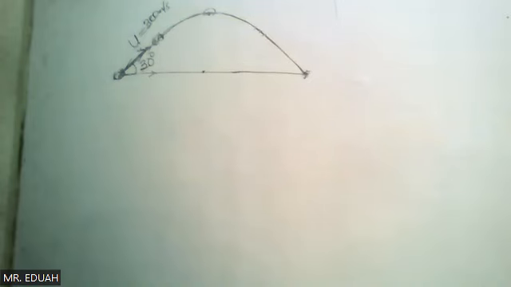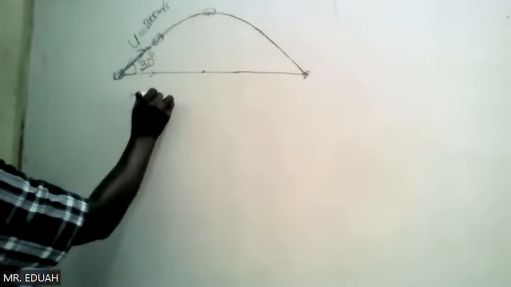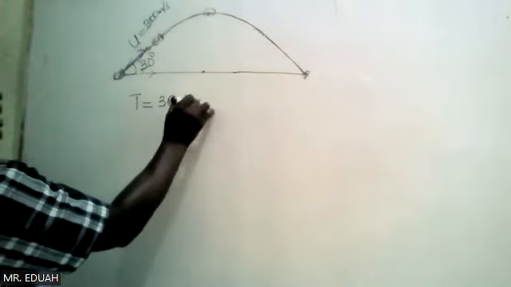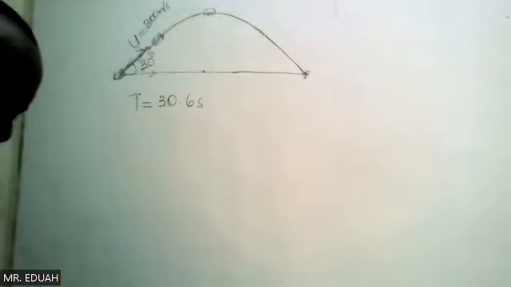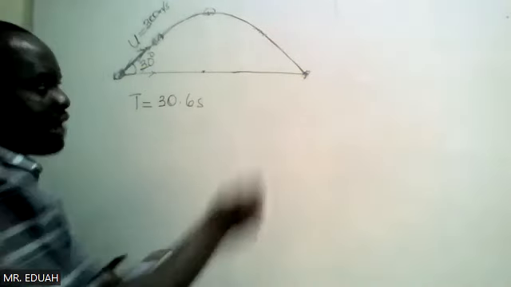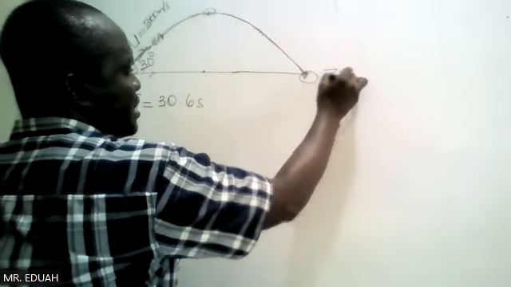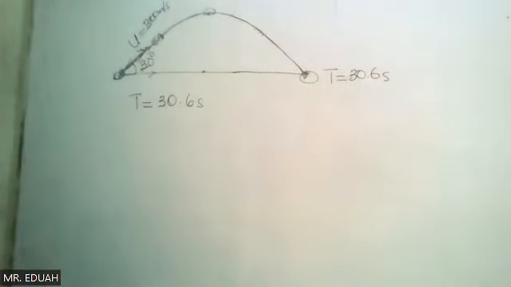Now, after a total flight time of 30.6 seconds. So here the question has given us the time of flight, 30.6 seconds. The missile returns to the ground. So ground to ground. After a time of flight of 30.6 seconds, the missile drops back to the ground.